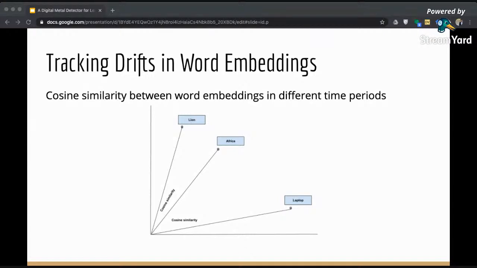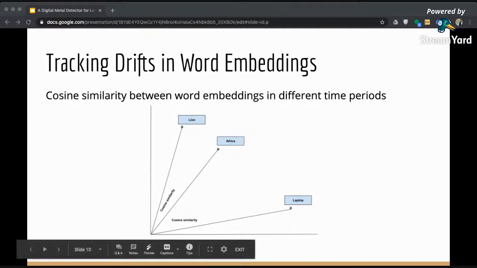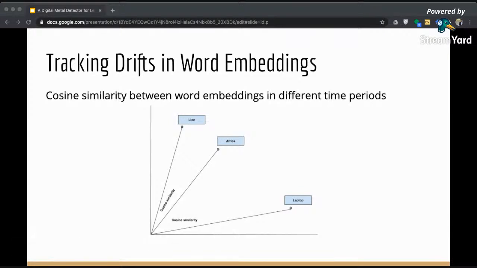So how would we track drift? Well, we would start by looking at how we would track the difference between different words in the same time period. Take this example here of lion, Africa, and laptop. We know intuitively that laptop is different in meaning from lion and Africa. Lion and Africa tend to appear in the same sort of context. That doesn't make them synonyms in traditional terms. It does mean they're in the same context, and so Word2Vec considers them to be closely semantically related. So the cosine similarity between them will be quite small, quite a small angle.